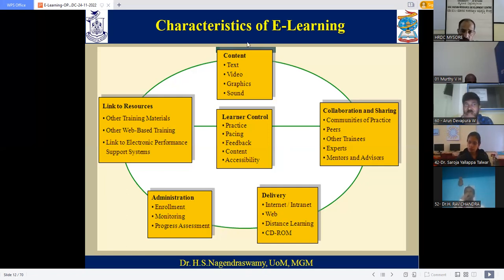Okay, so what is the content? When it comes to the content, e-learning includes text, video, graphics, and sound. Whenever we are watching any lecture on YouTube, you might have seen all these types of multimedia content. There will be a text displayed along with the video, and there will be graphics to support that text, and also there is a background sound.